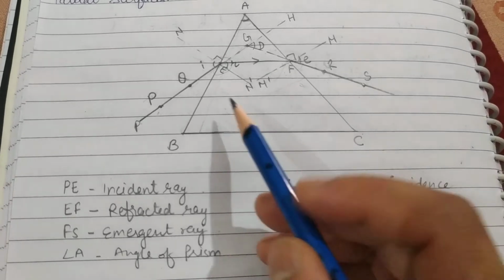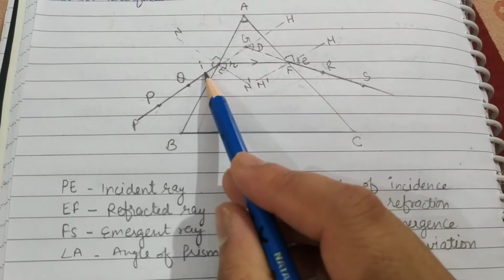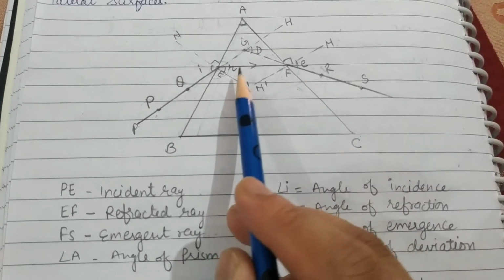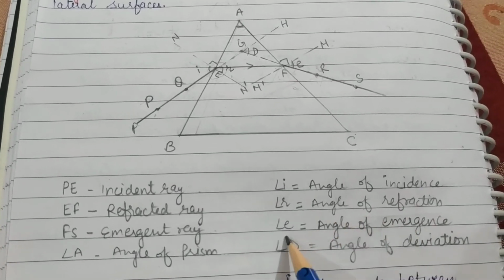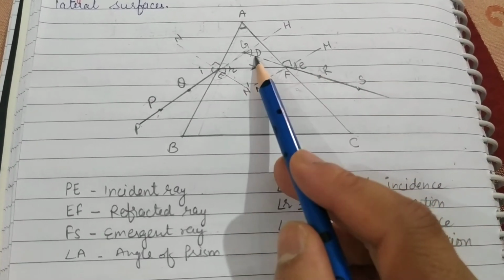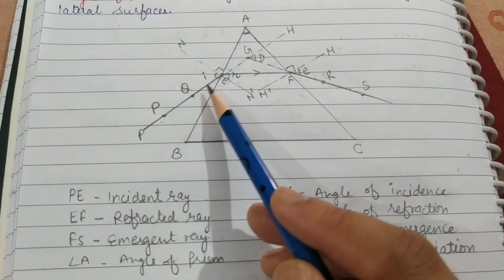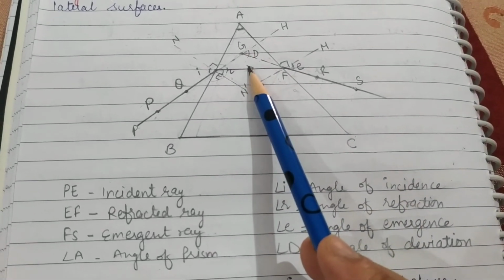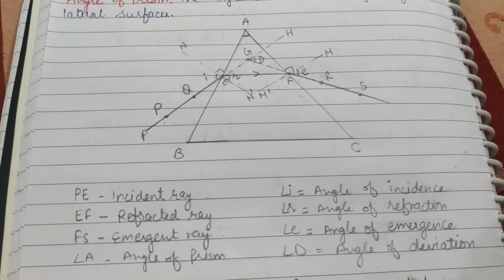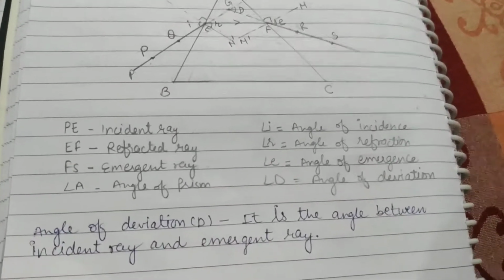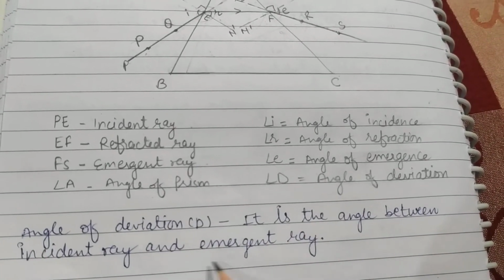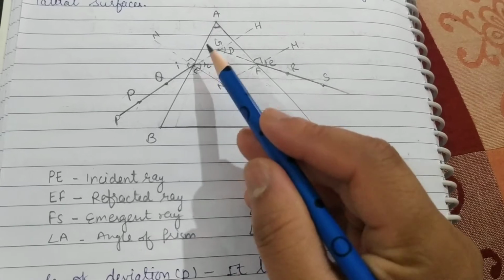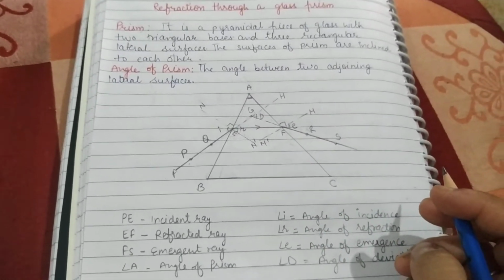As I told you, this is the angle of incidence, and this is the angle of refraction. This is the angle of emergence, and D, where these two lines, the incident ray and the emergent ray, meet, is called the angle of deviation. I hope it is clear to you. So the angle of deviation is the angle between the incident ray and the emergent ray. I hope this is clear to you.